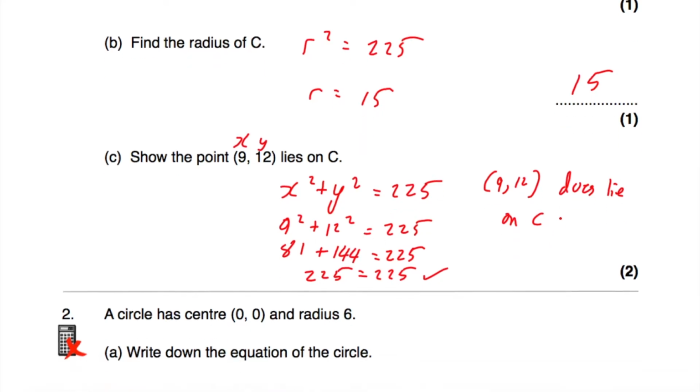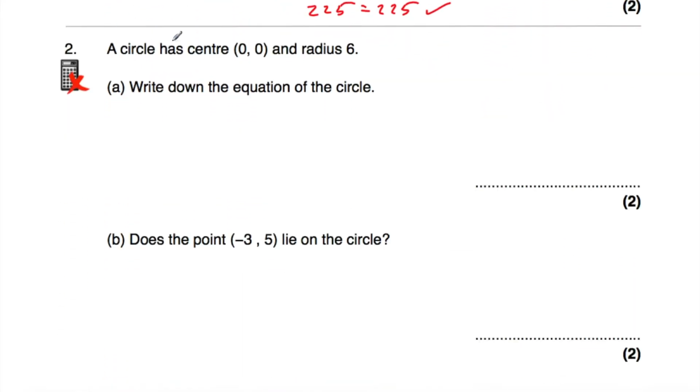Okay, let's have a look at our next question, question number 2. Question number 2 says the circle has centre 0, 0, or the origin, and radius 6. And part A says write down the equation of the circle. So remember, at GCSE level, the equation of a circle will be x squared plus y squared equals r squared. We've got x squared plus y squared equals the radius squared. Now the radius is 6, so it's going to be x squared plus y squared equals 6 squared.